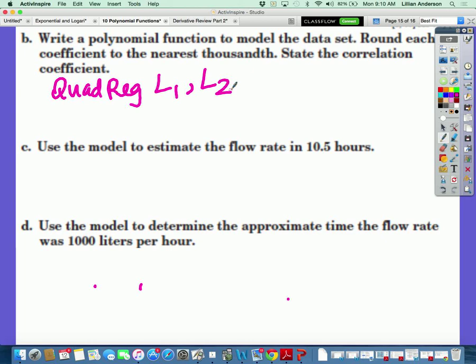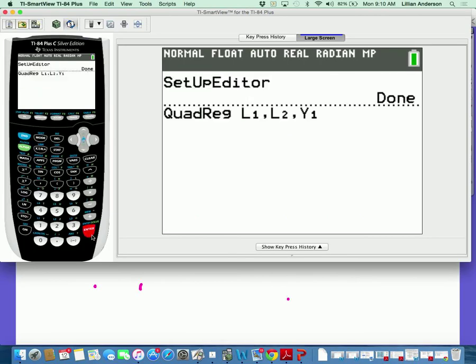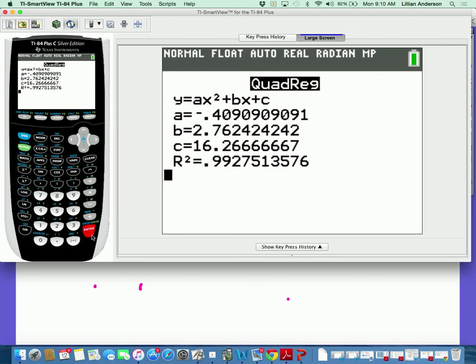And now your calculator, you have to do this. Go ahead and click enter. And yours is like mine. Go ahead, go down and calculate, and click enter. And what it'll pop up, did you guys get these numbers? There is your quadratic function. I don't have the R.